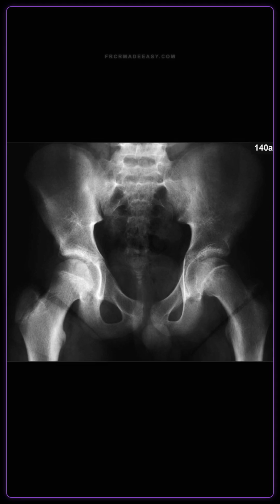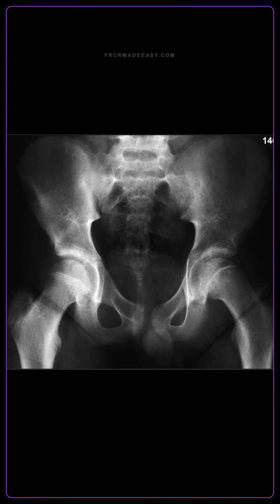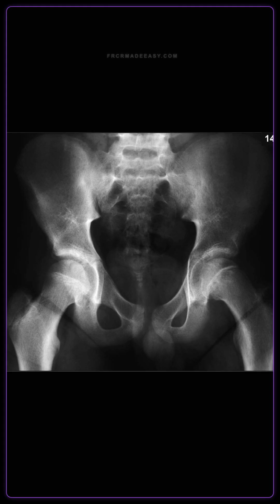13-year-old male presents with left hip pain. I'm showing you the frontal radiograph of the pelvis. Describe the findings. All right, let's take a look.